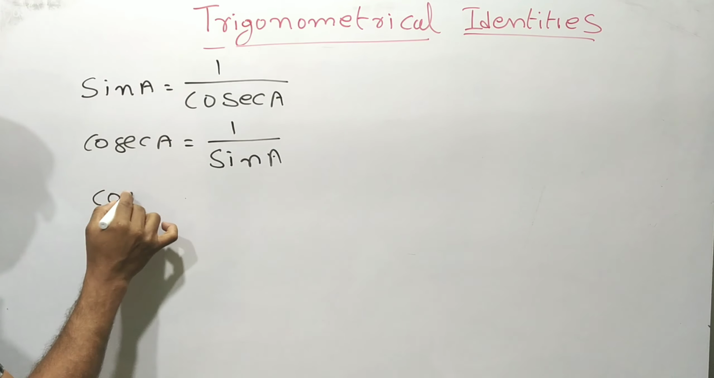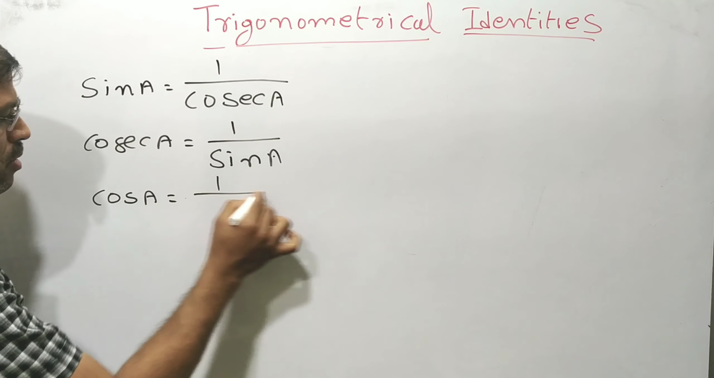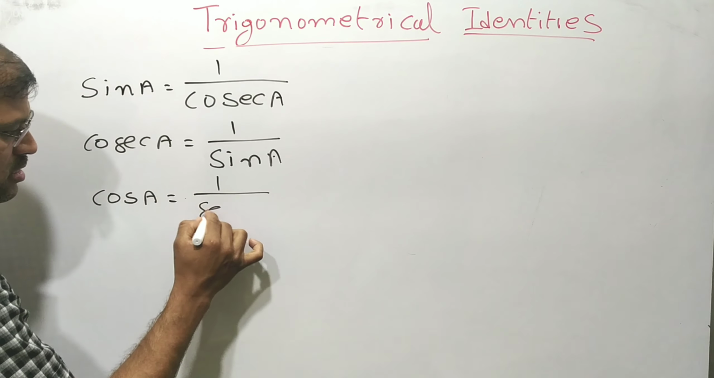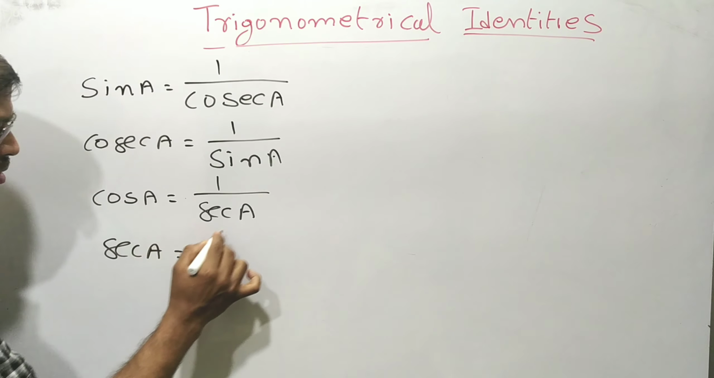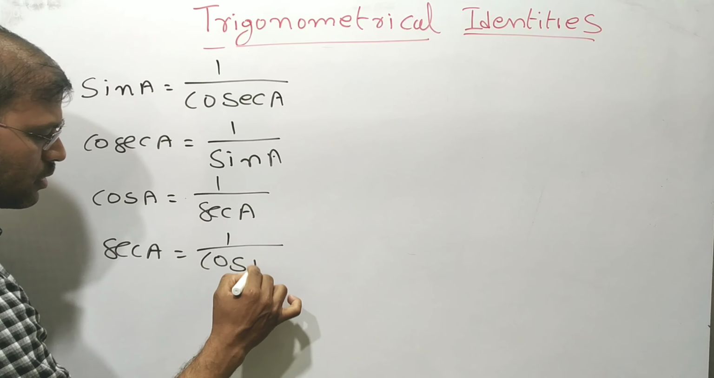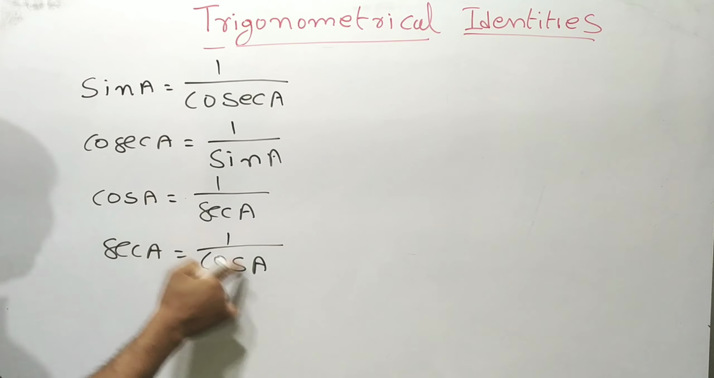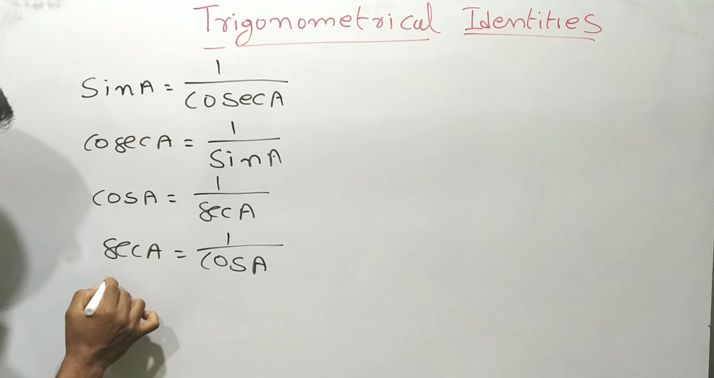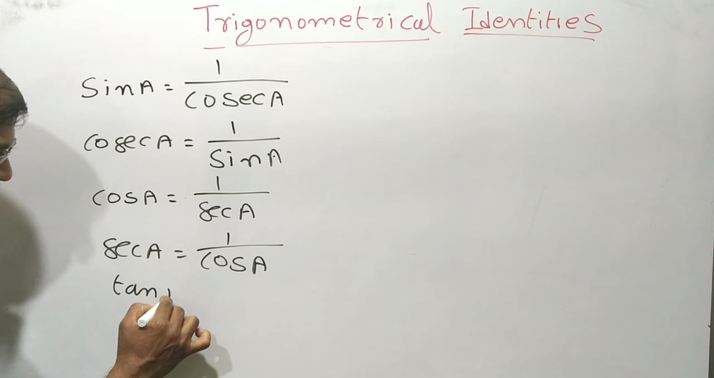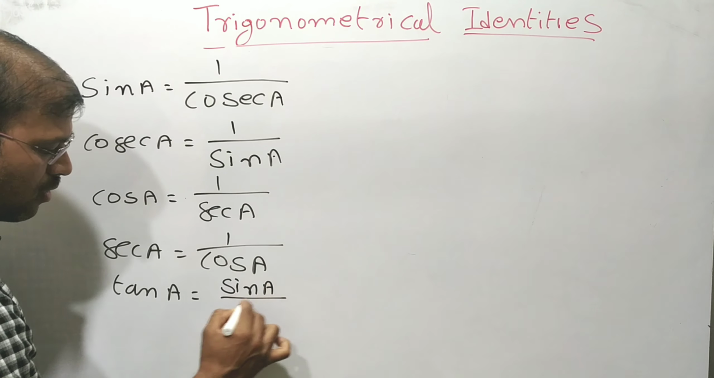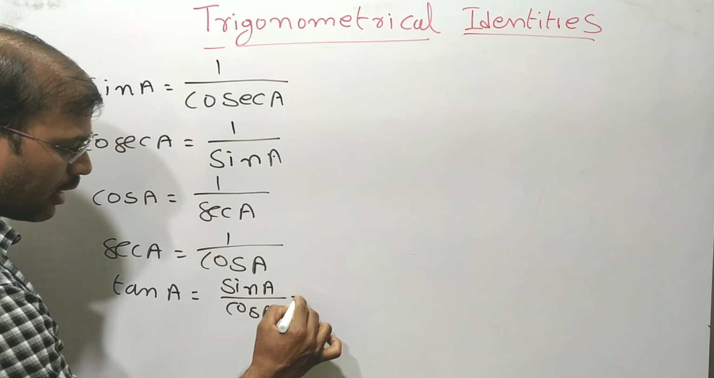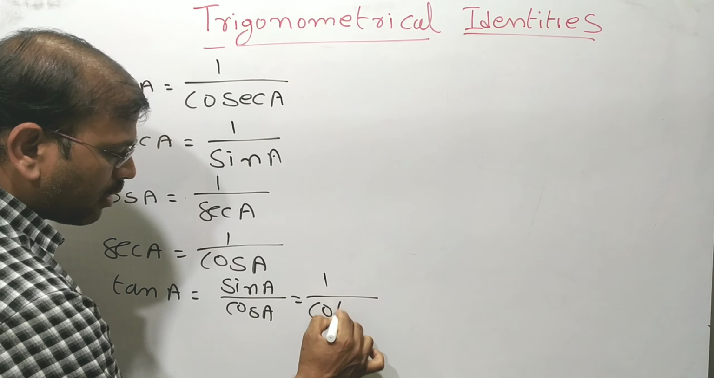Similarly, we can write cos A equal to 1 by sec A. Sec A equal to 1 by cos A. So this will go other side, this will come this side. The next I will write the tan A formula. Tan A equal to sin A upon cos A, or we can write it as 1 by cot A.